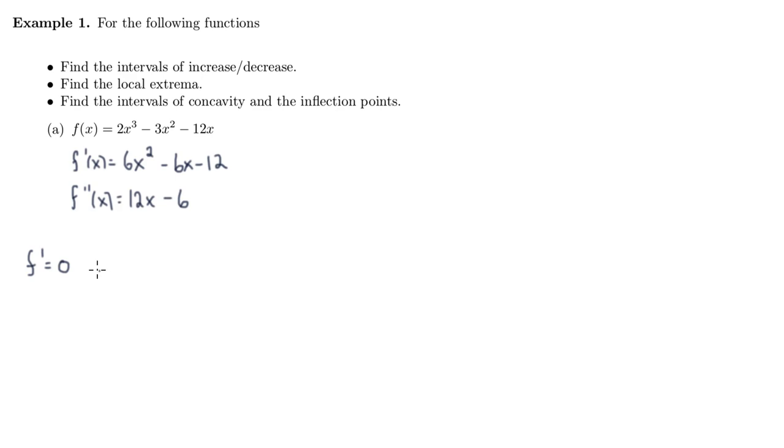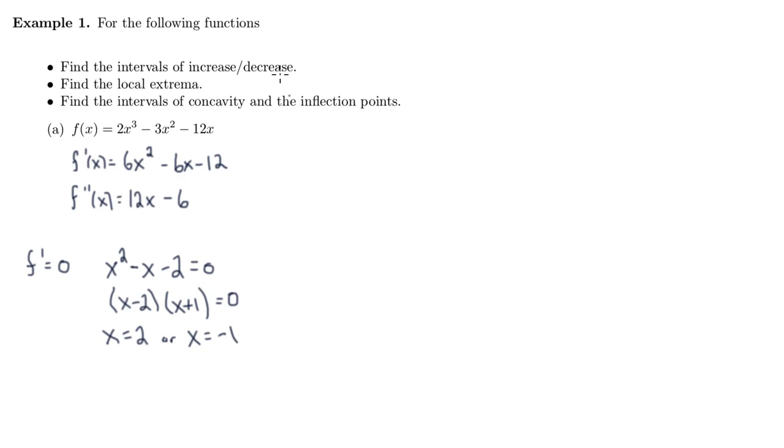So f prime being 0 is really the same thing as asking, when is x squared minus x minus 2 equal to 0? And as we hoped, this factors as x minus 2 times x plus 1. Okay? And let's see what else. So we get two critical points, x equals 2 and x equals negative 1.